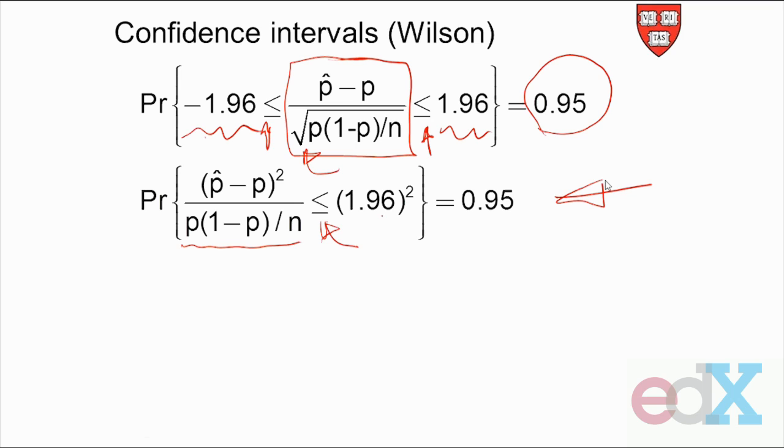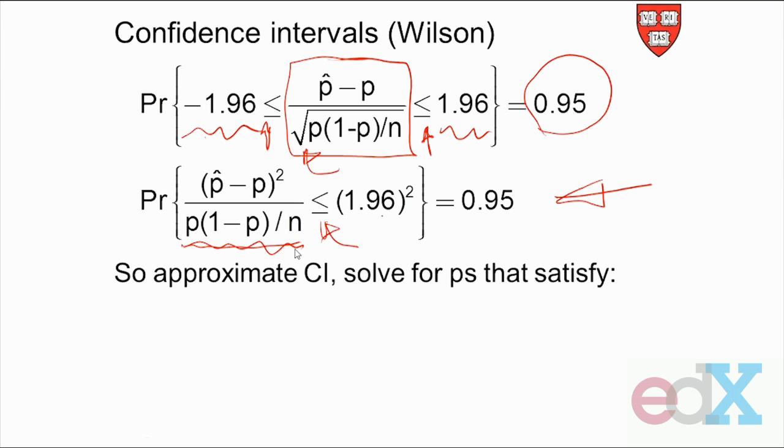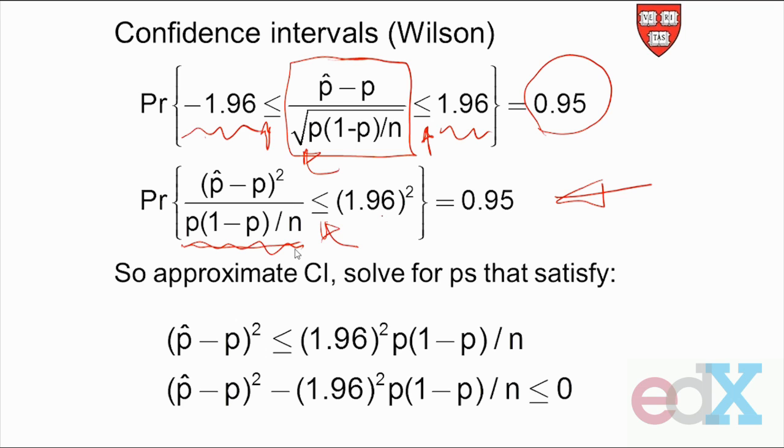And the answer was, find me the p's for which this inequality is true. So let me multiply through by this and multiply both sides, and so there it is. Approximate confidence interval, solve for p's that satisfy this inequality. So there it is. Now I can subtract this quantity from both sides, and there it is. So what Wilson said is find the p's for which this quantity is less than or equal to 0. Now, what is that quantity?